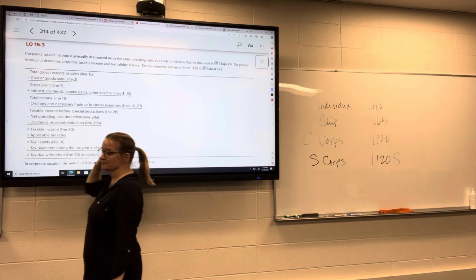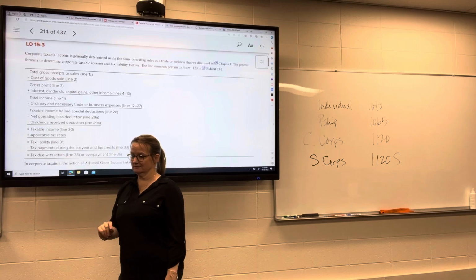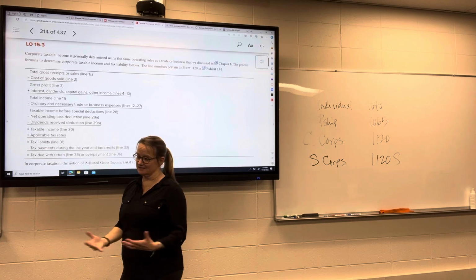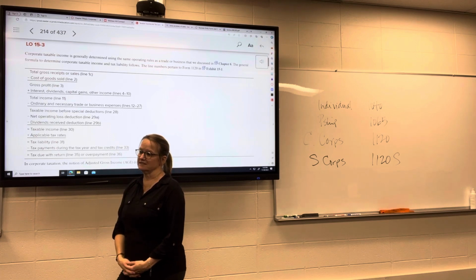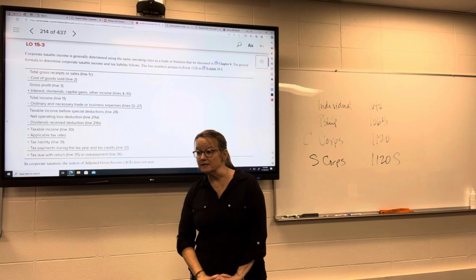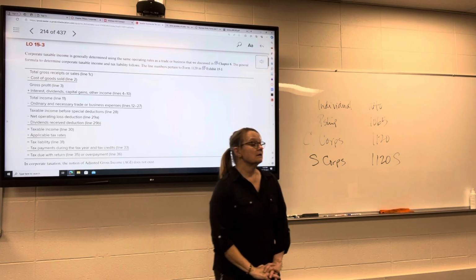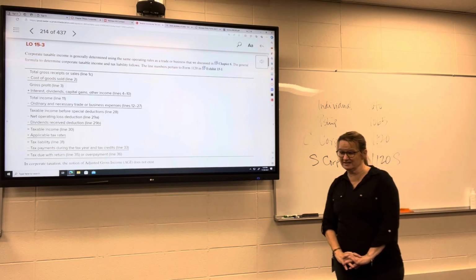Oh, also, super easy, one tax rate. Corporations have a flat tax, 21%. That's it, 21%. There's no marginal tax brackets. There used to be, but when they passed the new tax law in 2017, that was one of the things that changed.